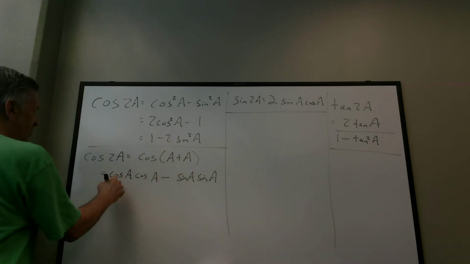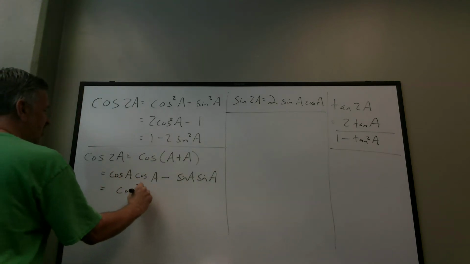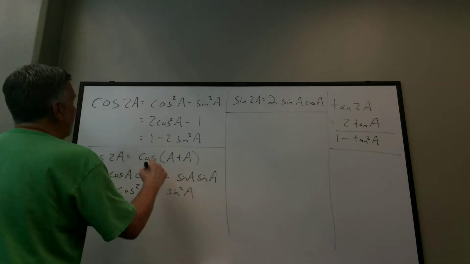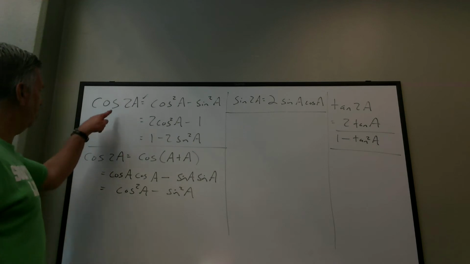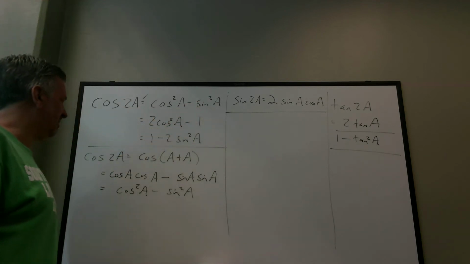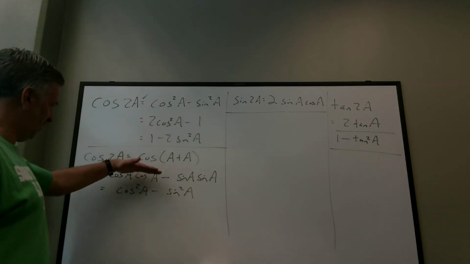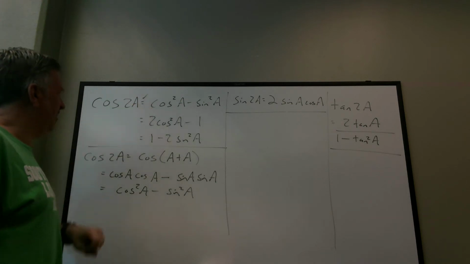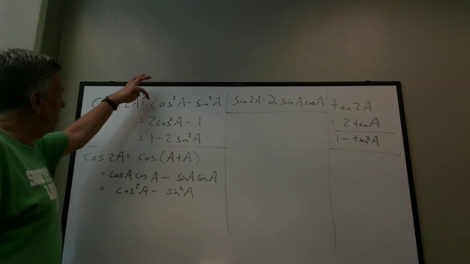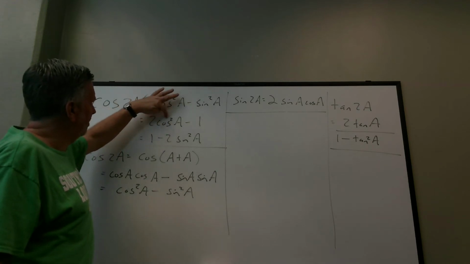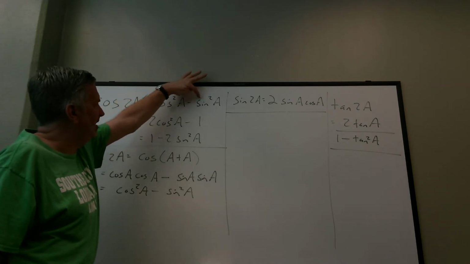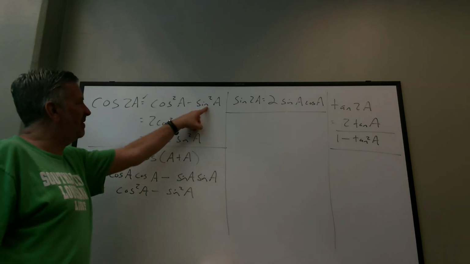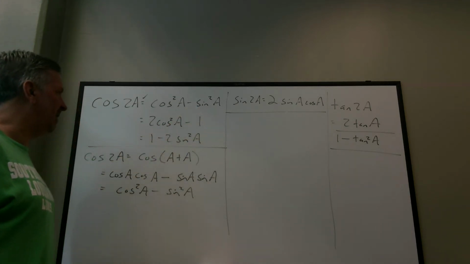But what is this? Cosine a times cosine a is cosine squared a. Sine a times sine a is sine squared a, and we've got the first equality there. Cosine of 2a is cosine squared a minus sine squared a. Now I'm just going to continue on here. I want to show that this is also equal to this. What's the difference between this expression and this expression? This has a cosine squared and a sine squared. This only has cosine squares. So we need to get rid of the sine squares and write it in terms of cosine squared.